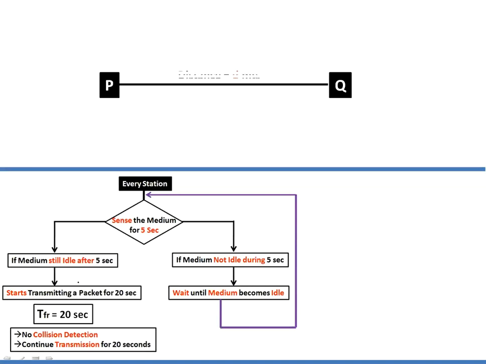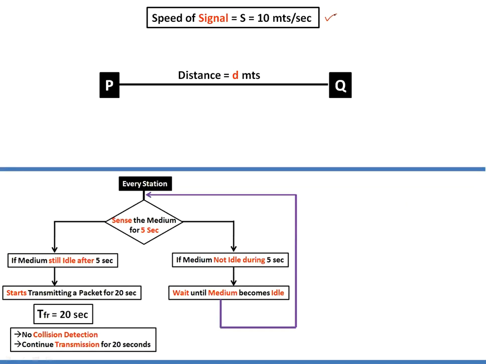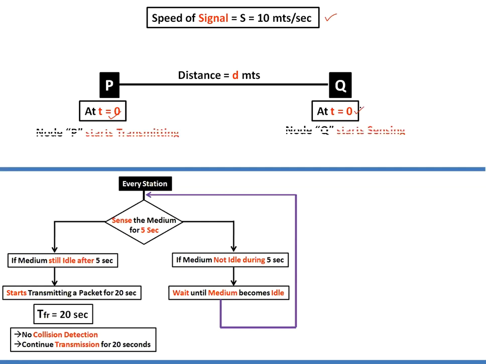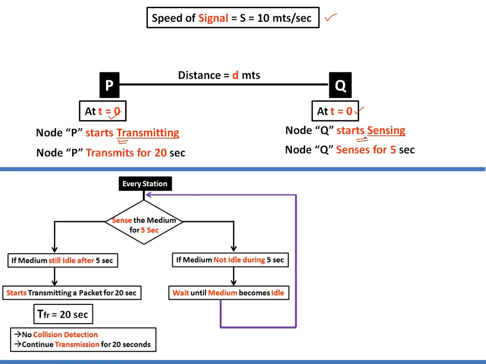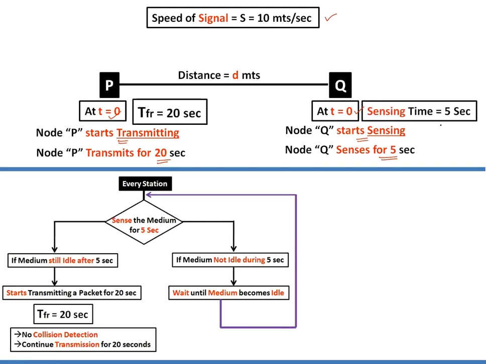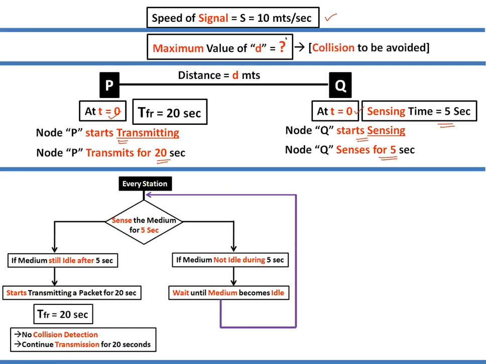Now, P and Q are 2 stations. The distance is d meters. The speed of the signal is given, that is 10 meters per second. At time t equal to 0, P starts transmitting and Q starts sensing. Both happened at the same time. Node P transmits for 20 seconds, node Q senses for 5 seconds. Now the question: what is the maximum value of d such that collision is avoided? I want to know how far apart they can be placed such that collision is avoided.